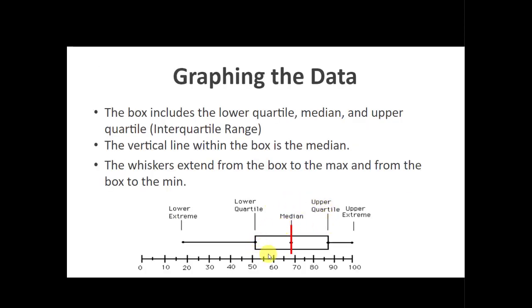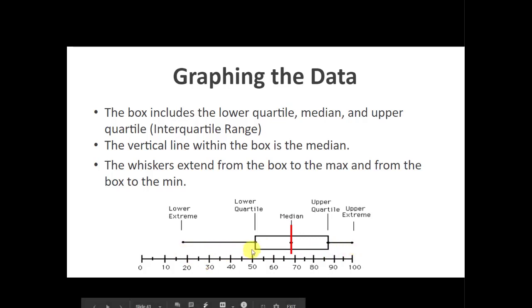When you're looking at the box of a box whisker plot, the box contains the lower quartile number, the median, and the upper quartile number or value. The vertical line somewhere in the box is the median. It doesn't always have to be in the middle. It can be off to either side. From the lower quartile to the minimum, there is a whisker. Another whisker is created from the upper quartile up to the maximum. Again, the whiskers do not need to be the same length.